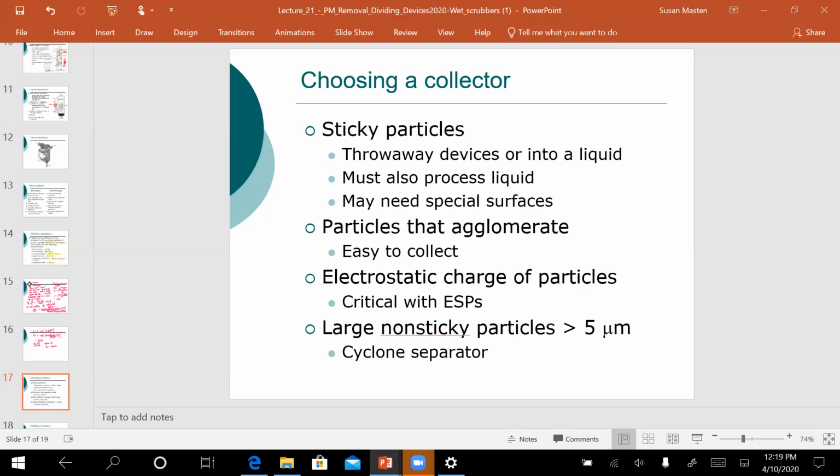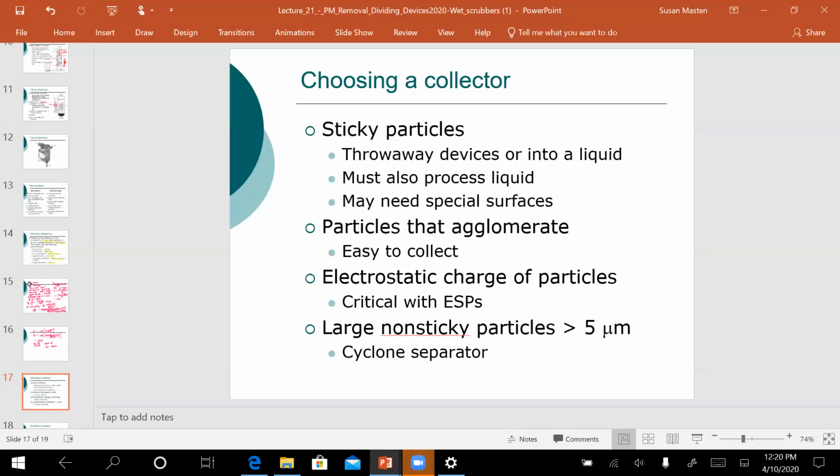ESPs, the electrostatic precipitators that we talked about, can also be operated in a wet mode, so with a liquid. So you're again contacting those particles with a liquid. Again, you've got a liquid that you have to process and treat. These sticky particles may be able to be removed with, for instance, a cyclone separator, but where the surfaces are coated with a non-stick material like Teflon.